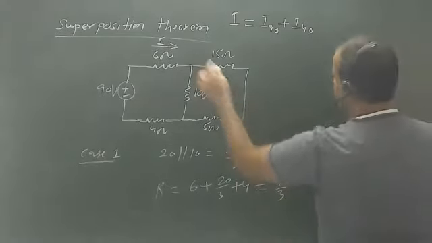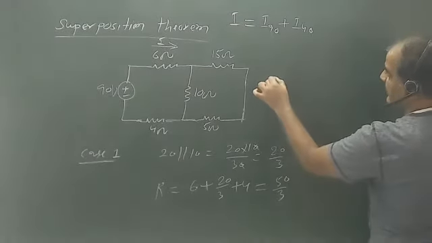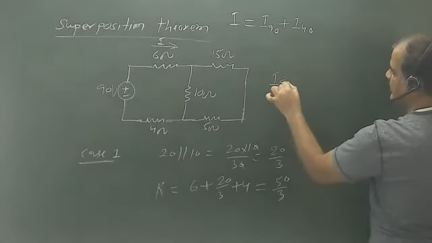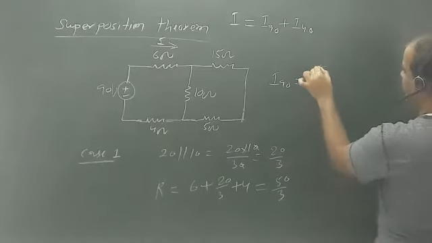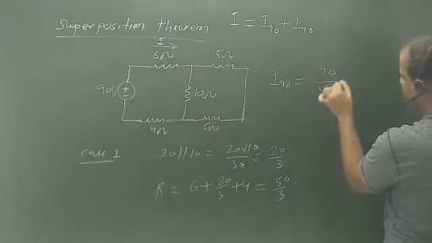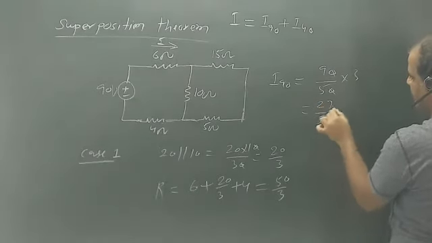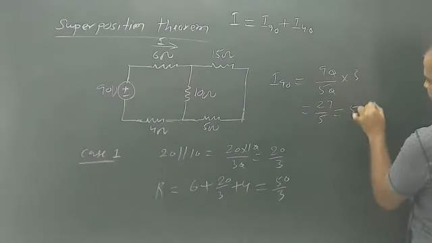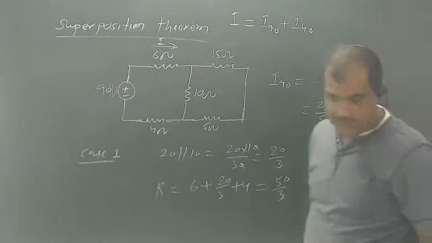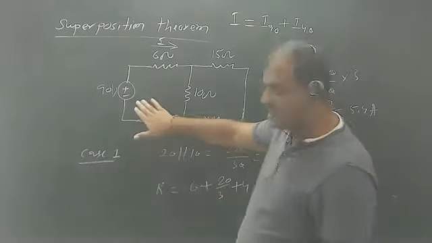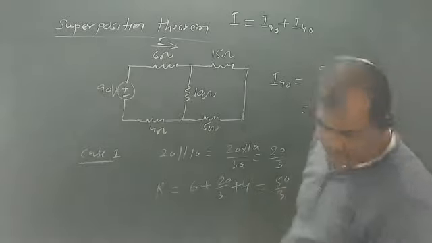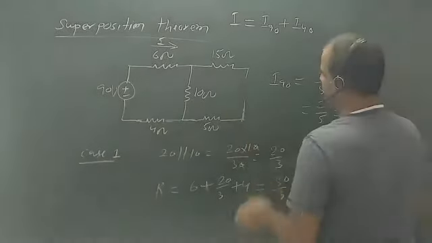अब करंट कितना हो जाएगा? I90 is equal to 90 upon 50 by 3. So ये हो गया 27 upon 5, that is 5.4 ampere. So this is due to this source. अब यहाँ पर पहले क्या था? 40 सोर्स था, 40 वोल्ट्स था.